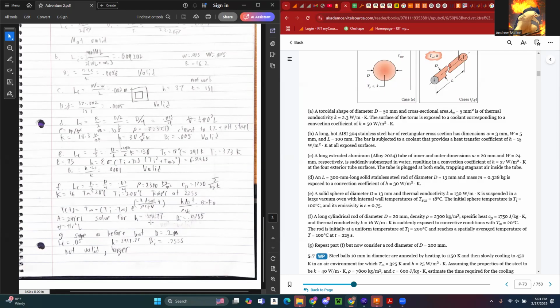However, in condition G, this is very similar to condition F, except the diameter is now 0.2 meters instead of 0.02 meters. Once again, plug it into my old equation, this time getting an h 10 times greater, or 2,417.77 watts per meter squared Kelvin. Plugging that into the Biot number, it is now 10 times greater and is greater than 0.1, meaning that it is no longer valid to assume that lumped capacitance can work in case G.